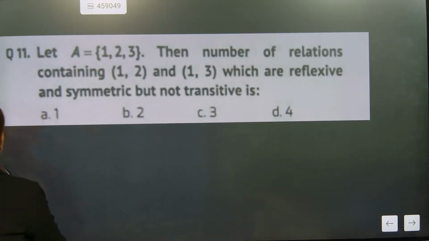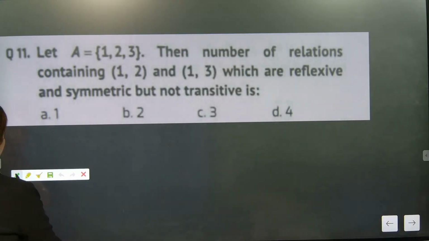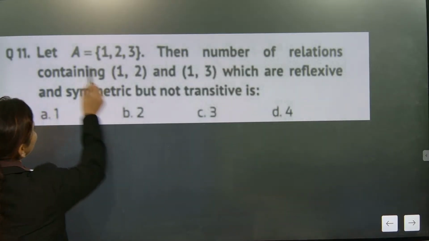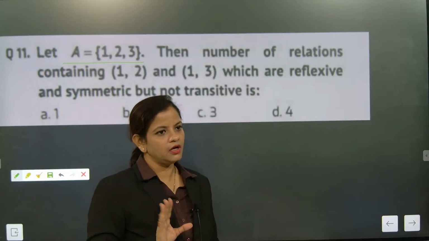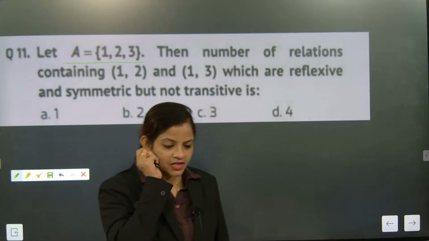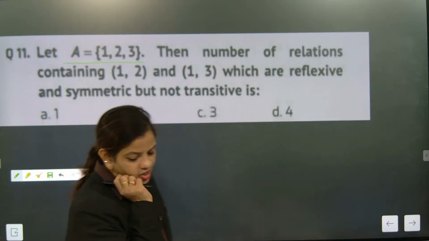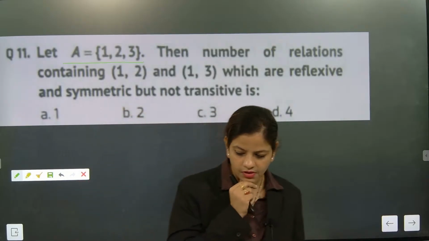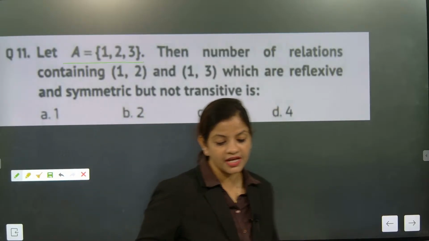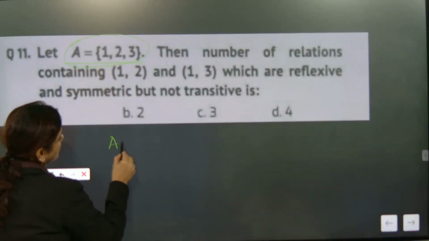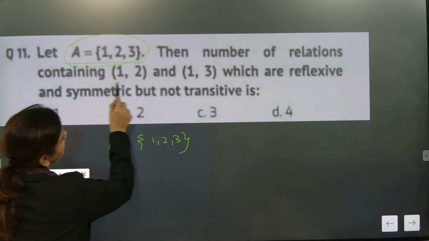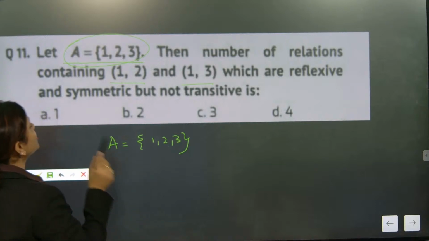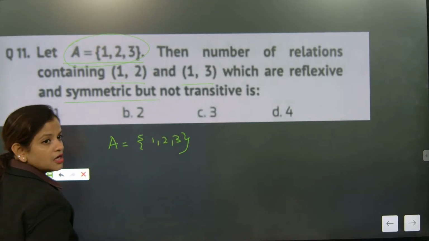Now listen, beta. Check this part first. What are they telling first? Understand the words. Don't write and explain in a 1 mark question; do it in rough. Shivaranjani is also telling B, but the answer is wrong. Now analyze and tell me the answer. A is coming as how many elements? 1, 2, 3. Then the number of relations containing 1, 2 and 1, 3, which are reflexive, symmetric, but not transitive.